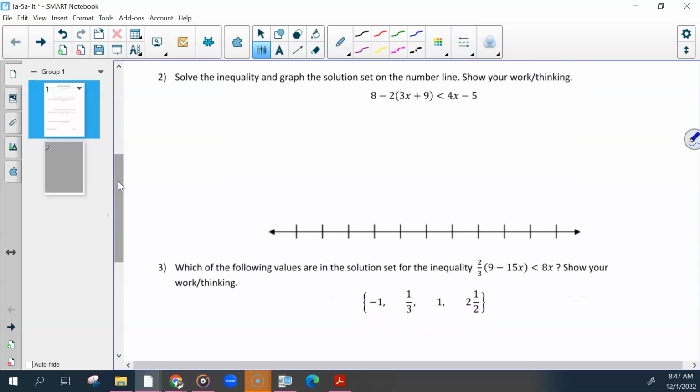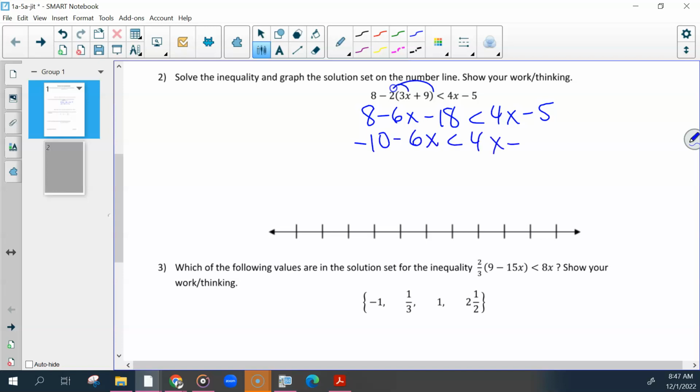Alright, so with number 2, we needed to distribute first. We have 8 minus 6x minus 18 is less than 4x minus 5. Combine your like terms on the same side, so 8 minus 18 would give us a negative 10. And then pick and choose what you want to move. Let's say I add 6x and then add 5.